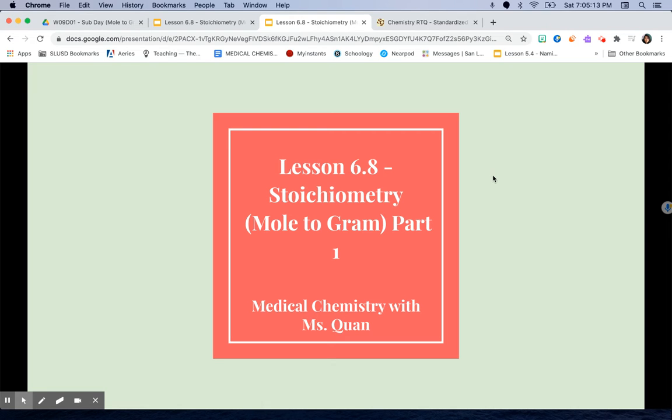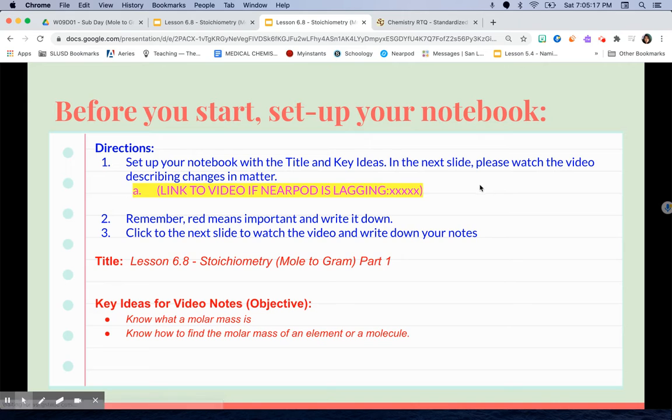Welcome to lesson 6.8, Stoichiometry, Moles to Grams, part 1. So make sure you title your notes this, and these are the two things you need to recall from the previous lesson.